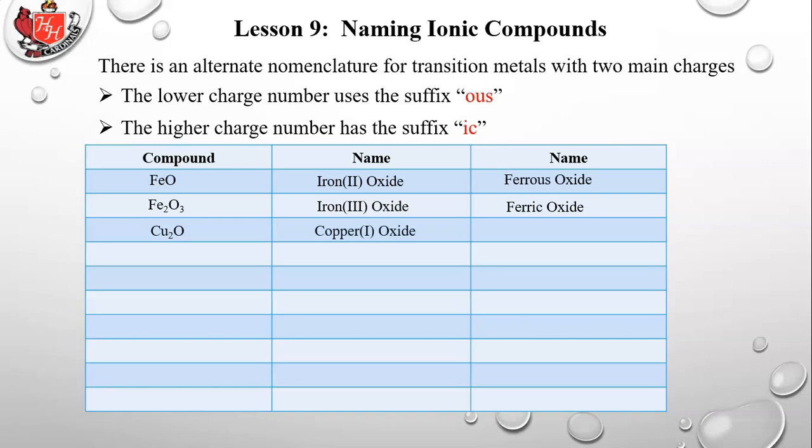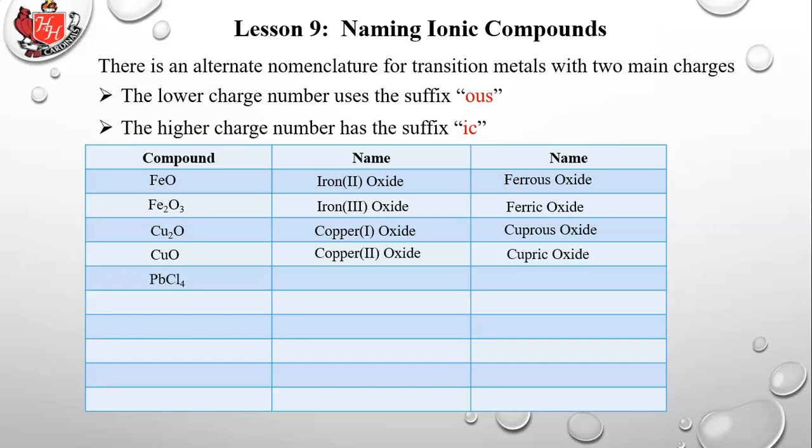Copper 1 oxide. So copper 1 is the lower of the 2 charges. So that can be called cuprous oxide. That's the same as copper 1 oxide. Or you could have CuO, so that's copper 2. That's the higher of the 2 numbers, 1 and 2. 2 is the higher of the 2, so that's going to become cupric oxide.